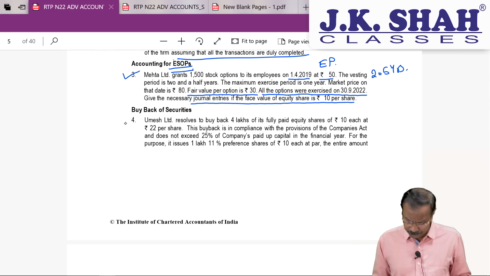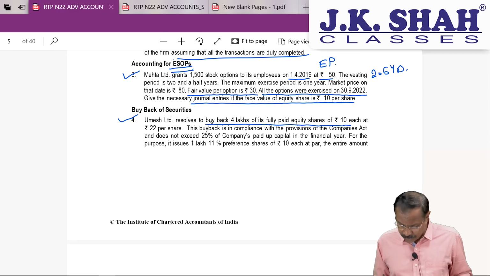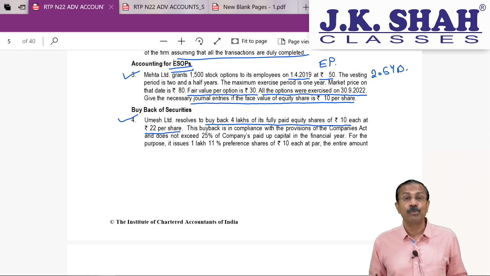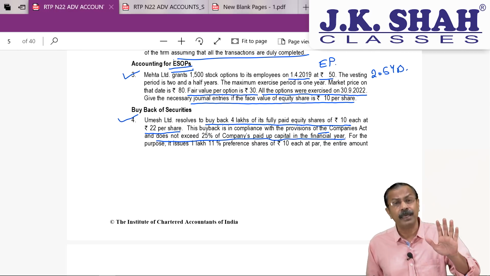Buyback. Next. Umesh Limited resolves to buy back 4 lakh of its fully paid equity shares of 10 each at rupees 22 per share. So the buyback is at a premium of 12 per share. This buyback is in compliance with the provisions of the Companies Act and does not exceed 25% of the company's paid up capital in the financial year. So it's within the limits.